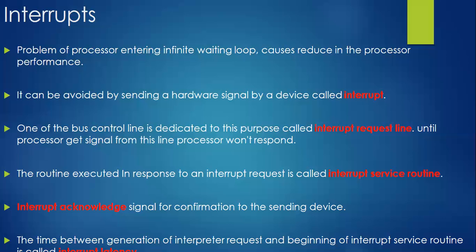Exactly. Fine. Then later, whenever the processor receives an interrupt request, it should acknowledge to the device that your request has been received successfully. For that we have another special dedicated line. Just as we have the interrupt request line, we also have an acknowledgement line in the bus: the interrupt acknowledgement line, a signal for confirmation to the sending device. Otherwise there is a huge problem if you skip this acknowledgement. I will explain what problem it is in the third slide.